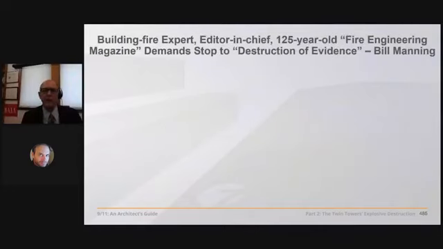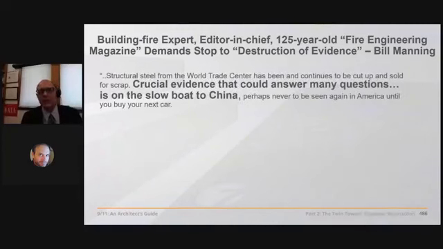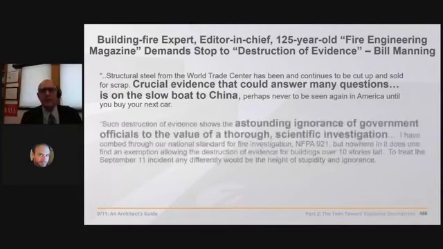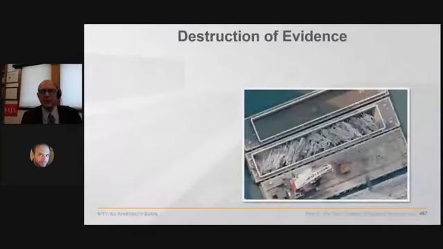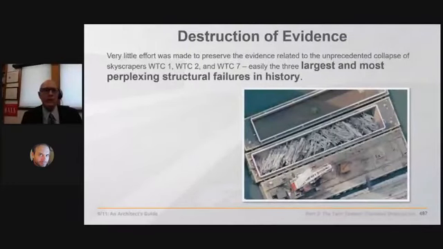prompting Bill Manning, editor-in-chief of Fire Engineering magazine, to cry out: crucial evidence that could answer many questions is on the slow boat to China, showing an astounding ignorance of government officials to the value of a thorough and scientific investigation. The destruction and removal of evidence must stop immediately. But it didn't, in easily the largest and most perplexing structural failures in history.